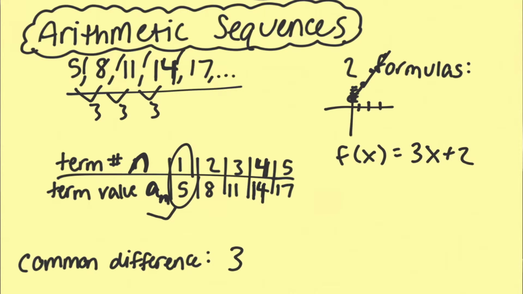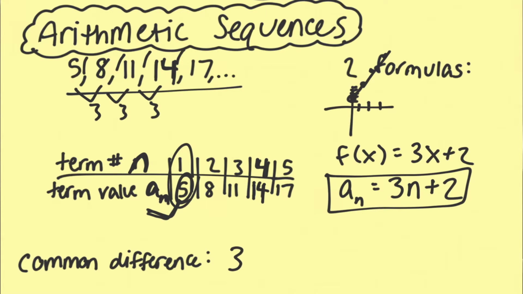Writing an equation for that arithmetic sequence, it's going to be really similar. a sub n equals your common difference, that's like your slope, so 3n, and then your 0th term, that's like your y-intercept. So your first term is a 5, so we have to count back the common difference, we have to go -3, and we get 2. So that would be your formula for this arithmetic sequence.